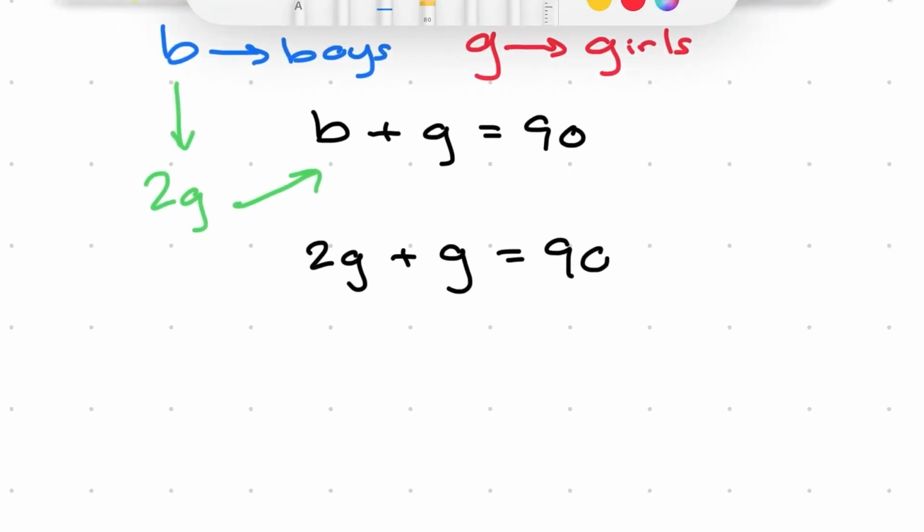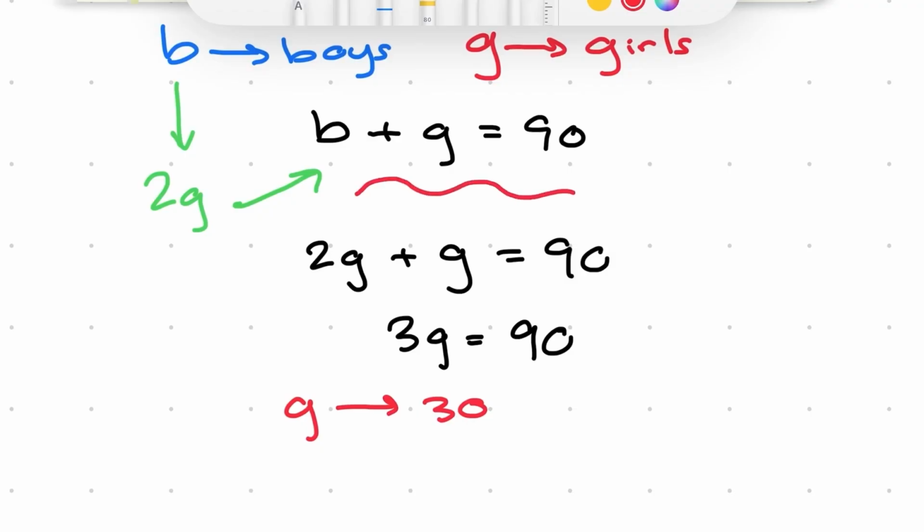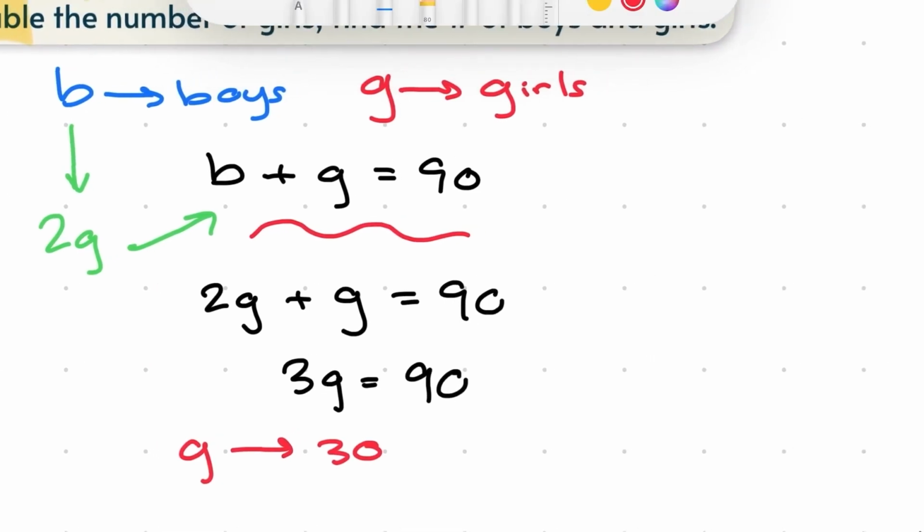Okay, now we can clearly see that this simplifies to 3G equals 90, and therefore the number of girls is 30. So we solved one part of this problem. How do we solve for the number of boys? Well, my suggestion is that we use this equation right over here, because we can simply plug in G to solve for B. Now, to do that, all I have to do is rewrite this as B plus 30 equals 90, and therefore the number of boys is 60.